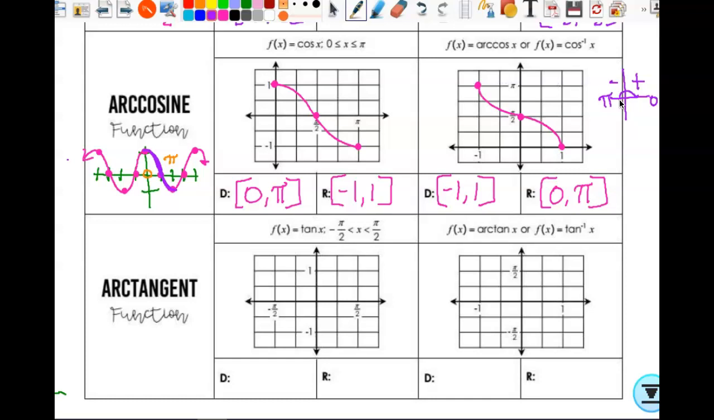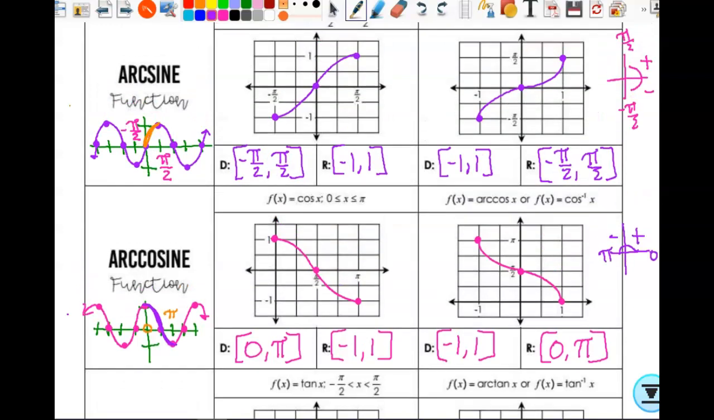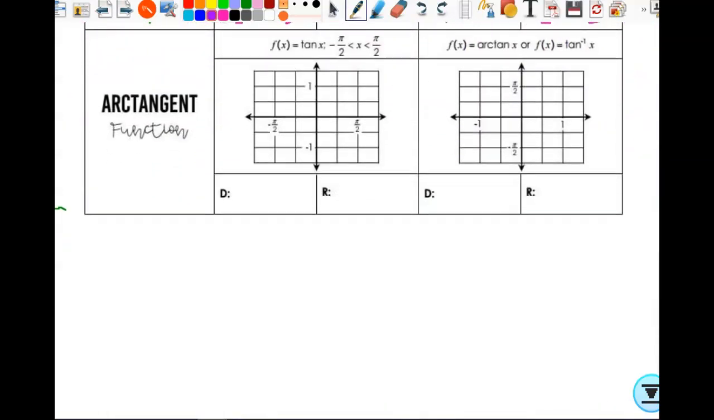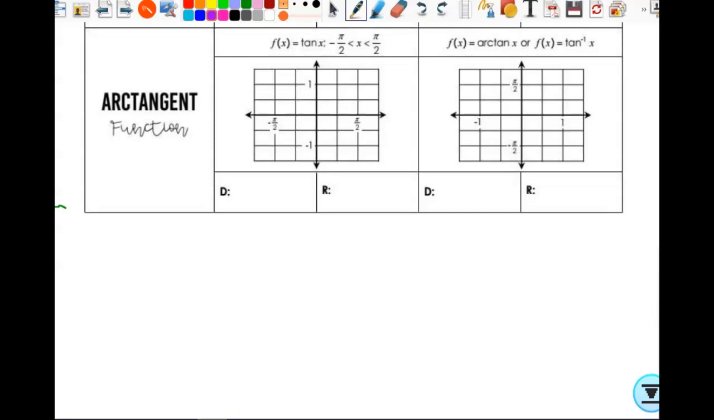We good so far? So with sine, if I ask you for an inverse or an arc sine, your answer could be a positive angle or a negative angle. For cosine, your answers are positive angles only. We good so far? Okay. Let's look at arc tangent then.